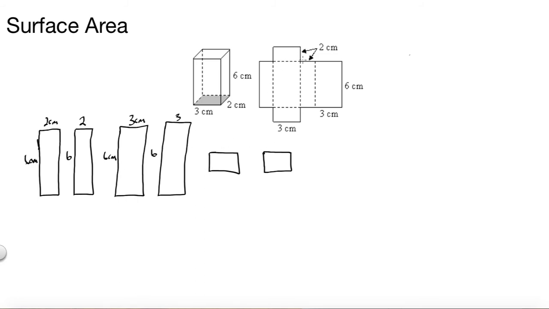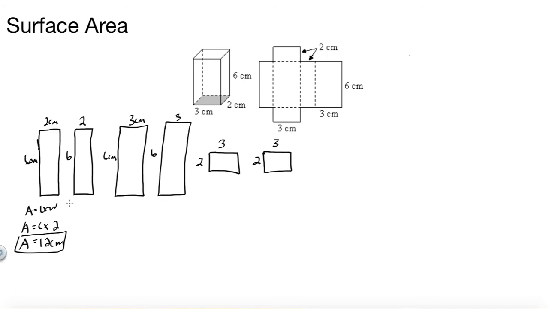Here we have 2 centimeters by 3 centimeters. So 3 by 2 or 2 by 3. And the same here, we have 3 by 2. So in order to find the area of a rectangle, we know we have length times width. So in this case, the area is 6 times 2, which means the area is 12 square centimeters.